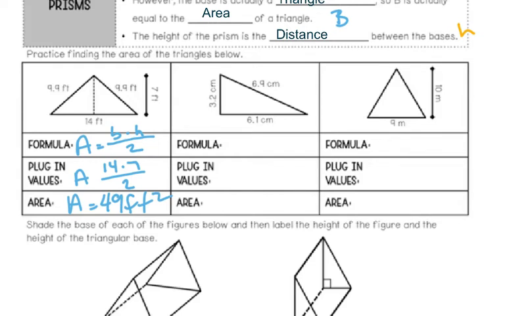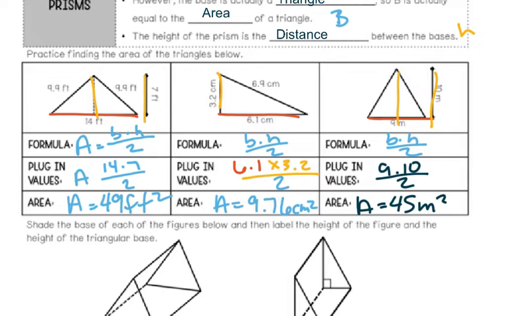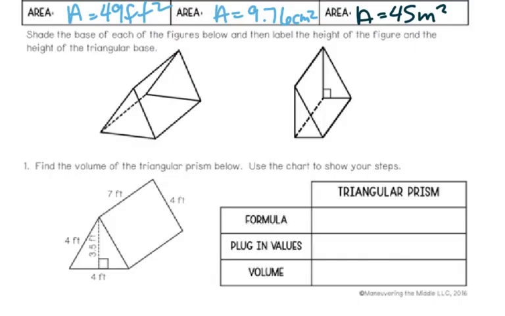I want you to go ahead and pause the video and figure out the area for the next 2 triangles. Play when you're ready to check with me. For our one in the middle here, the base was 6.1 and the height was 3.2, so we get a total area of 9.76 centimeters squared. For the last one, the base is 9 and the height is 10, so we get an area of 45 meters squared.